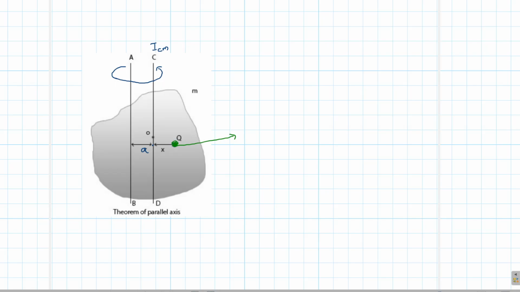Suppose the mass of this particular point is given by small m. What is the distance from the small m towards the axis AB? Distance is a plus x. So the moment of inertia of this particular point will be m into (a plus x) the whole square. So if you choose any random point inside this body, its distance towards the axis AB can be represented as a plus x.